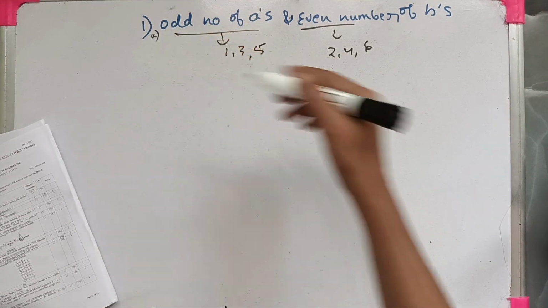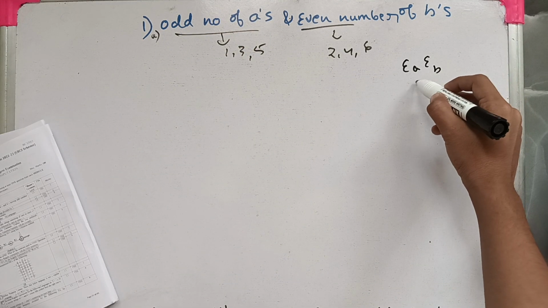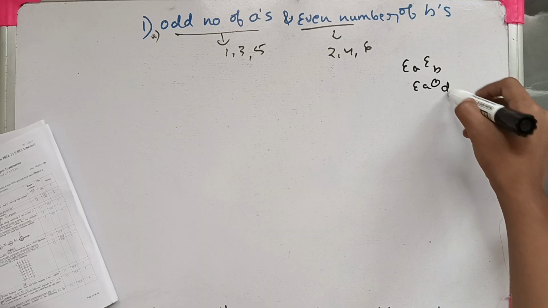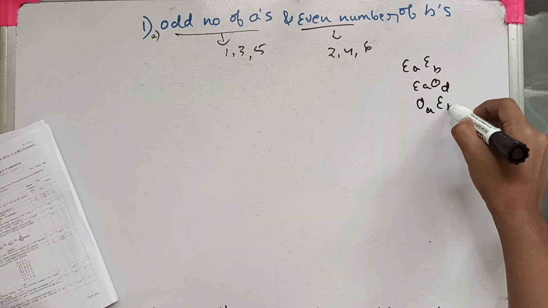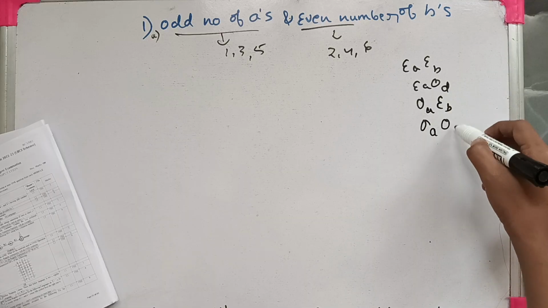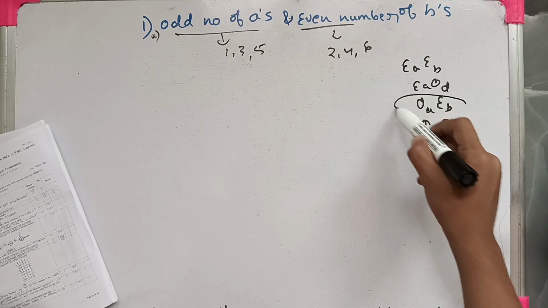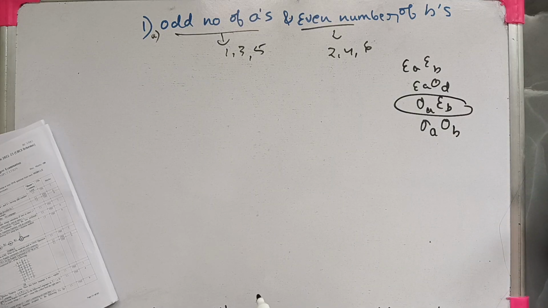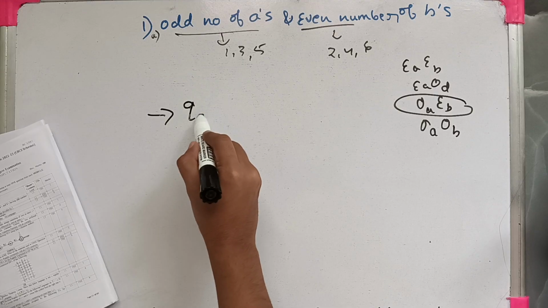They may ask any combination like even number of A's and even number of B's, or even number of A's, odd number of B's, or odd number of A's, even number of B's, or odd number of A's and odd number of B's. So in this question they are asking odd number of A's and even number of B's. Okay. First I am starting from a state, call it as Q naught.